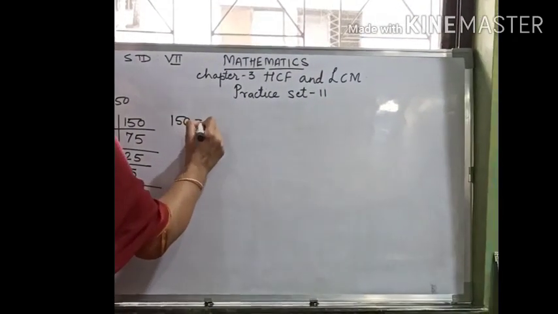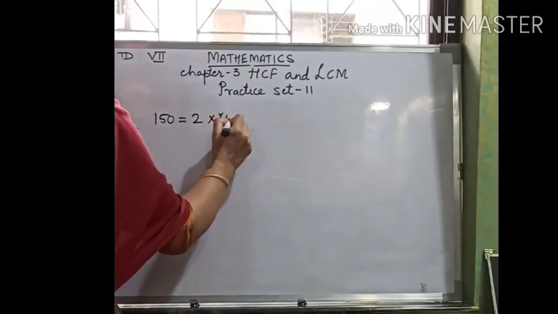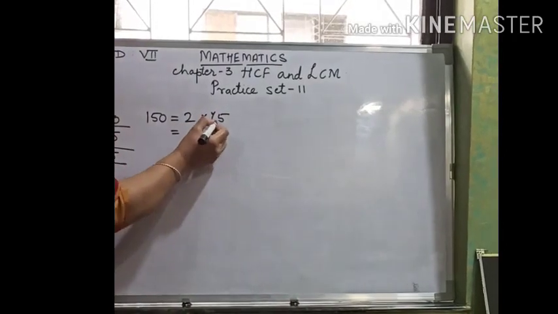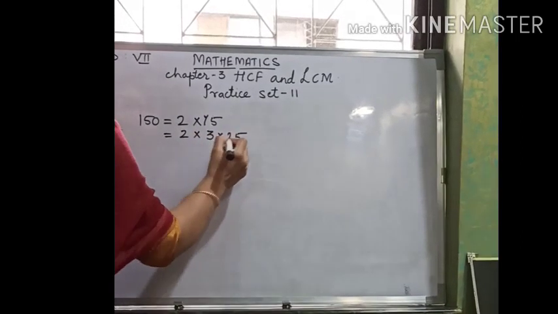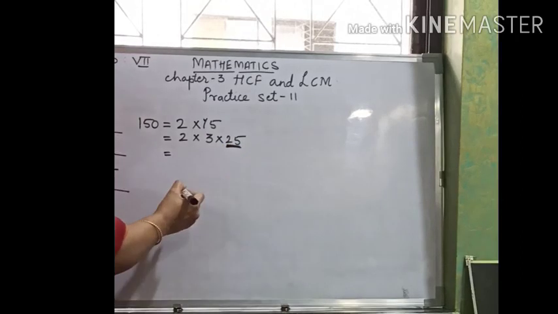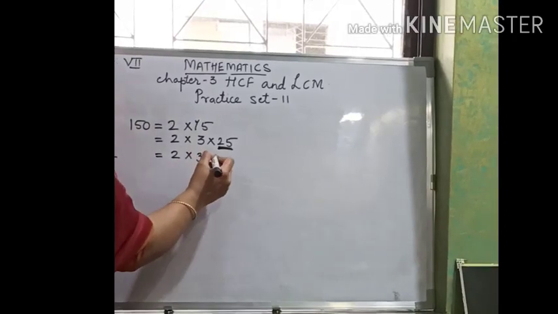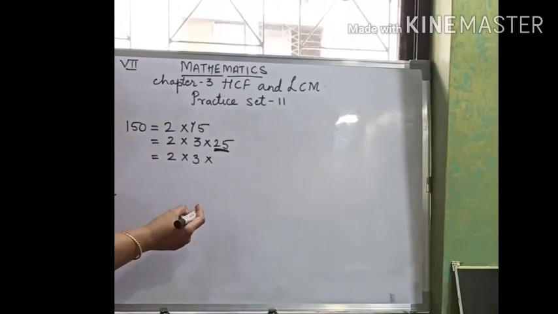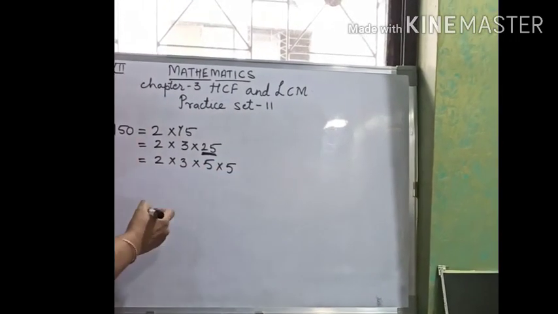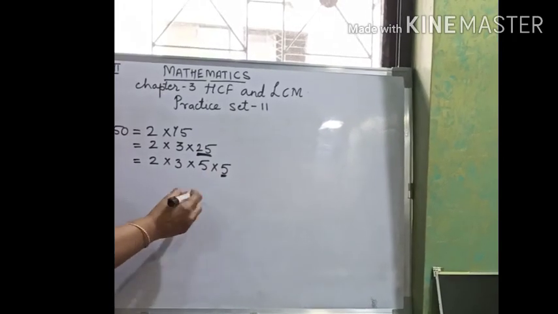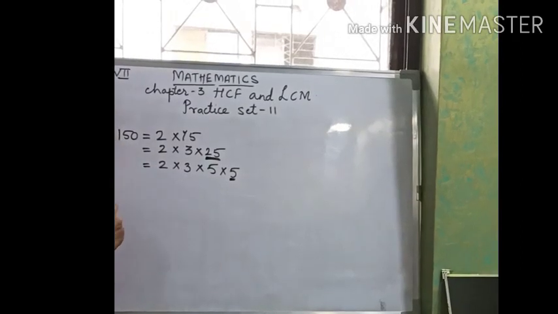The same example we will write in horizontal method. 2 multiplied by 75. Find divisors of 75. It comes in the table of 3. 3 multiplied by 25. Then further you have to find divisors of 25. So you have to find out in which table it comes. Does it come in table of 2, 3, 4, 5? So it comes in table of 5. 5 fives are 25. Now 5 is a prime number. It is not further divisible. Therefore this is the product form of 150.